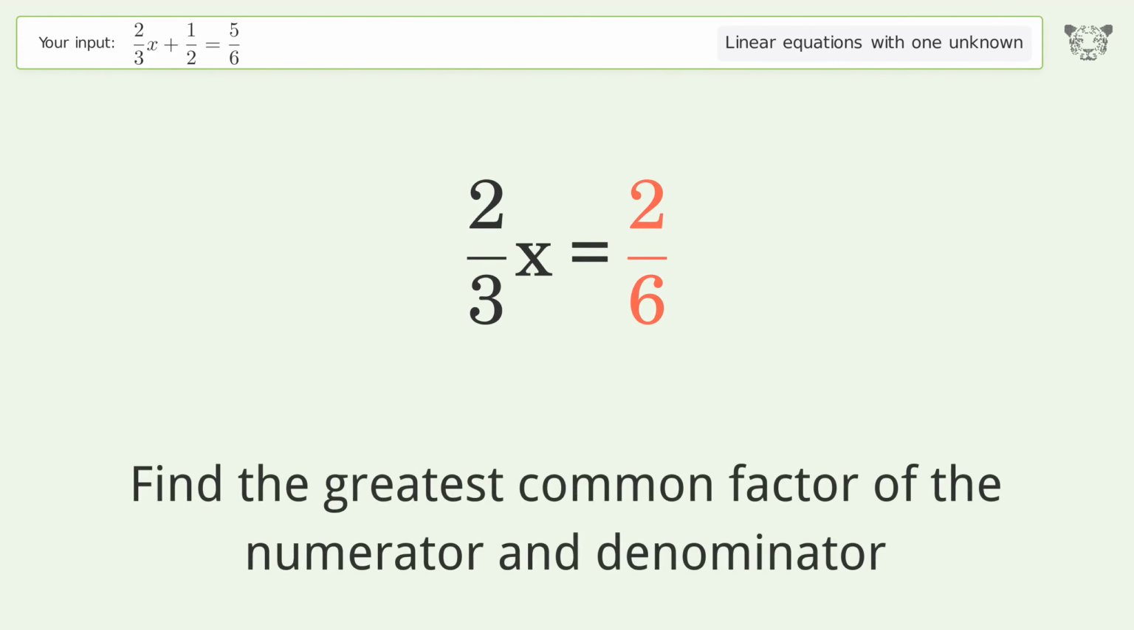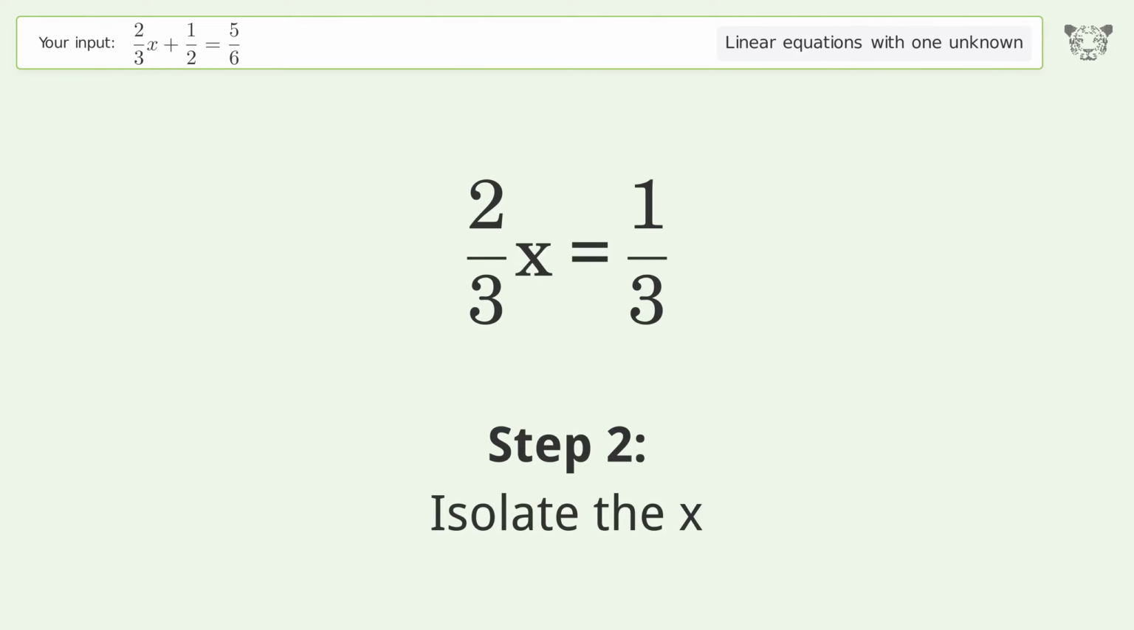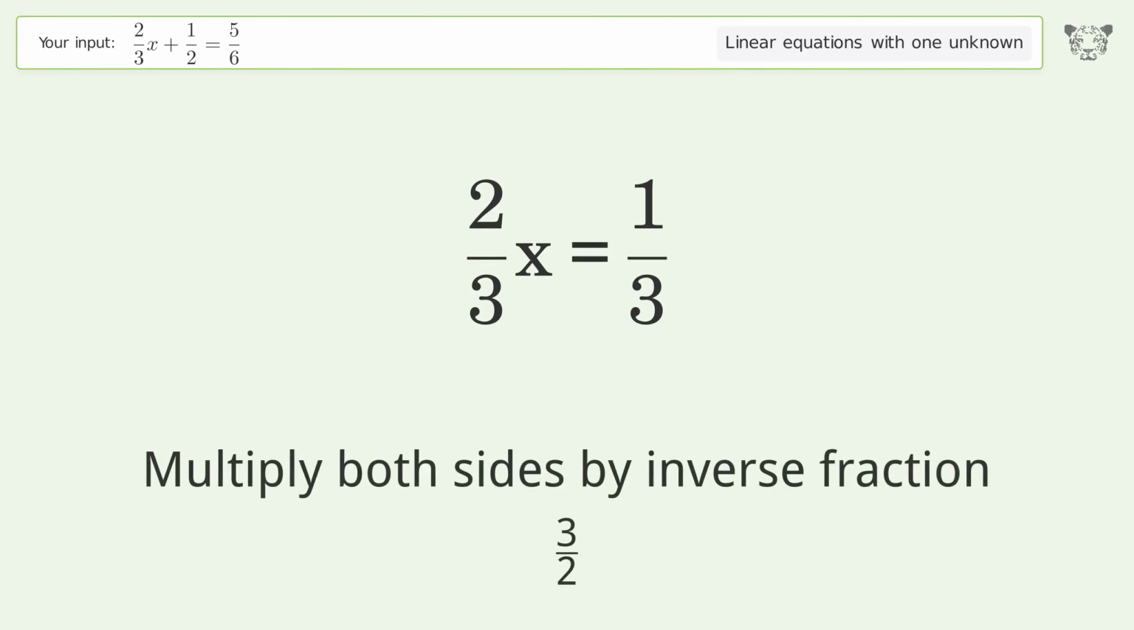Find the greatest common factor of the numerator and denominator. Factor out and cancel the greatest common factor. Isolate the x. Multiply both sides by inverse fraction 3 over 2.